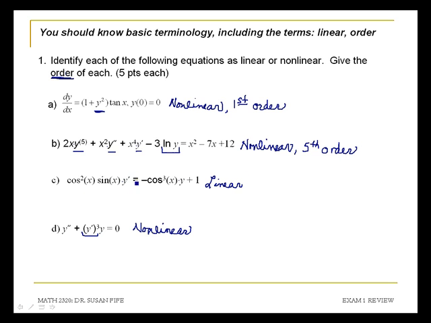On C, we have a first derivative, and that's the only derivative that I have. And so this is first order. On D, I have a second derivative, and I have a first derivative term. Second order is higher. This one's second order.